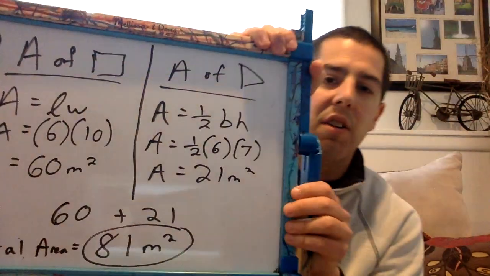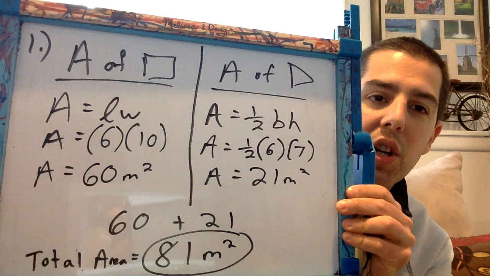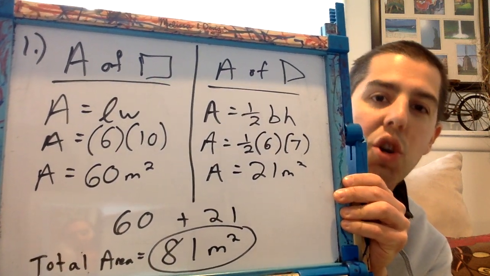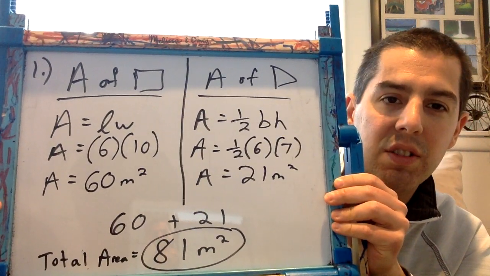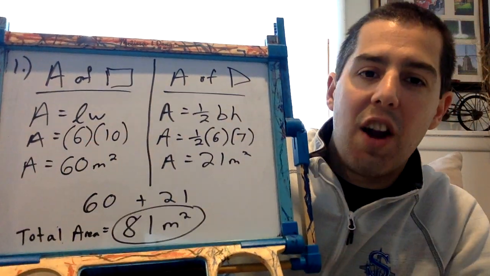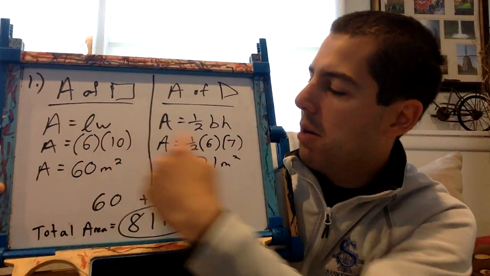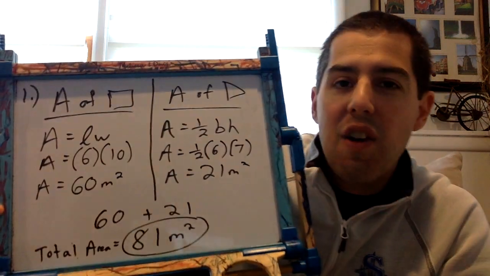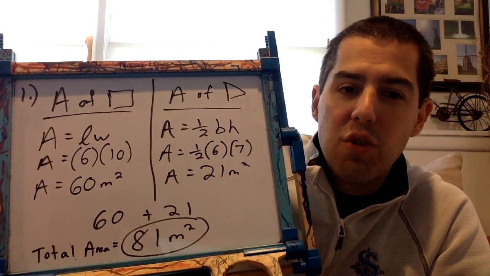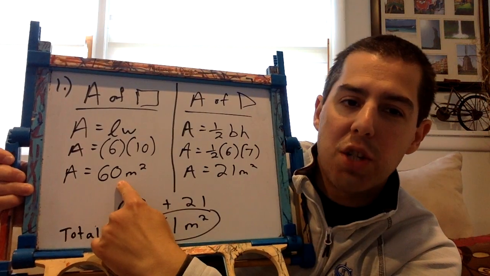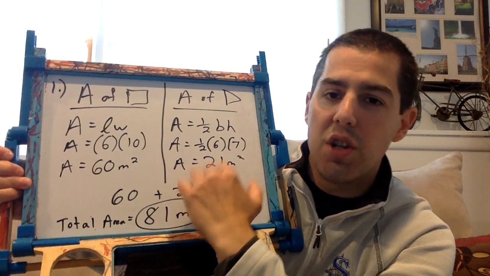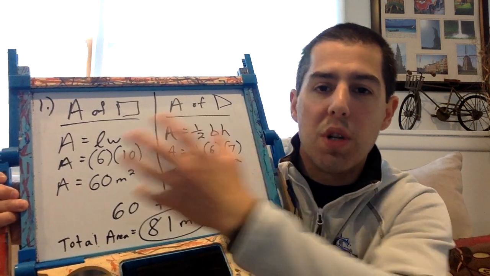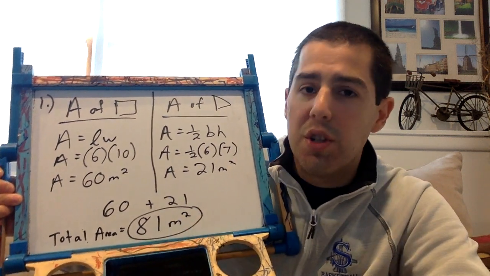If we take a look at number one, you have two different shapes there. You have a rectangle and a triangle. So what I did was I showed my work by putting the area of the rectangle formula over here and the area of the triangle formula here, and then substituting the numbers. Now remember, area is always measured in square units. So the area of the rectangle piece was 60 square meters. The area of the triangle piece was 21 square meters. So the area of the whole shape was the rectangle plus the triangle, 81 square meters.